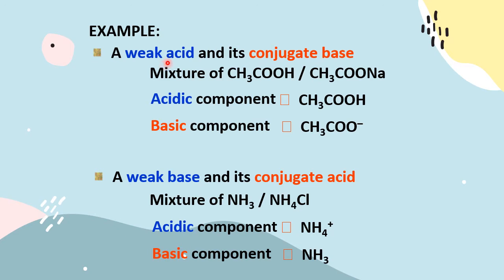For a weak acid and its conjugate base, using ethanoic acid and sodium ethanoate as the example, the acidic component is ethanoic acid, and the basic component is the ethanoate ion. Normally it comes from the salt sodium ethanoate. Same for this one, a weak base and its conjugate acid. Ammonia is the weak base, so the acidic component is ammonium and the basic component is ammonia. The acidic component comes from the salt ammonium chloride, so this is the conjugate acid.